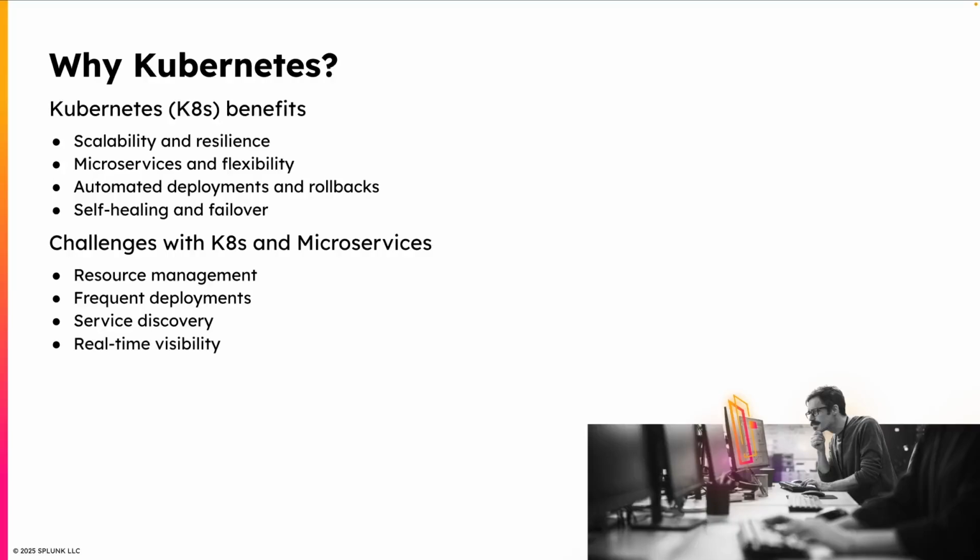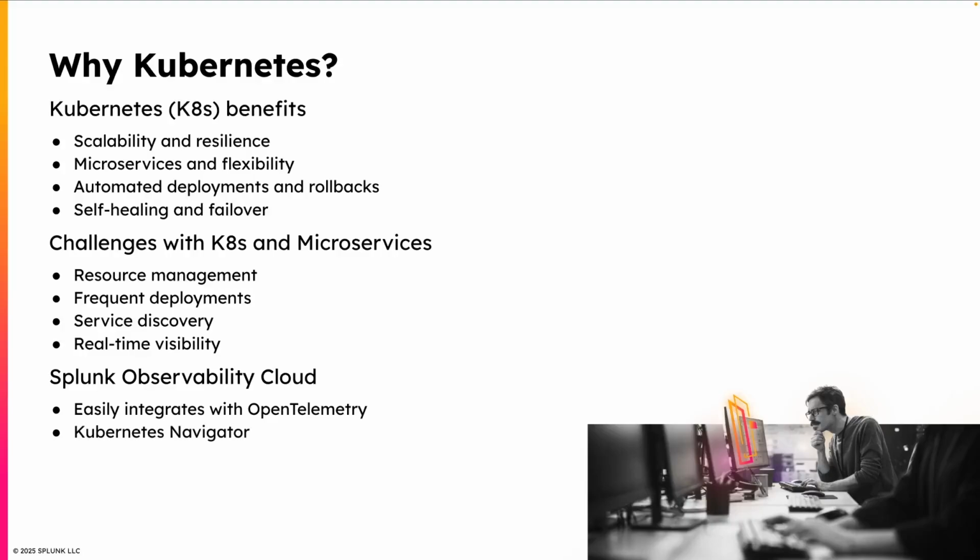And because containers are ephemeral, they're short-lived, spinning up and down automatically, traditional monitoring tools often struggle to provide real-time visibility. And this is where Splunk Observability Cloud comes in. It easily integrates with OpenTelemetry, which is the industry standard for collecting and analyzing telemetry data. And Splunk Observability Cloud provides a guided setup to deploy the OpenTelemetry Collector to your Kubernetes cluster with a single Helm command. Once the collector is deployed to your cluster, you can visit the Kubernetes Navigator in Splunk Observability Cloud, which provides a real-time view of your cluster health.